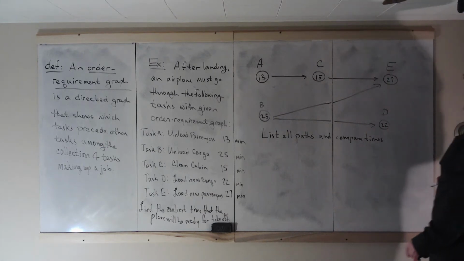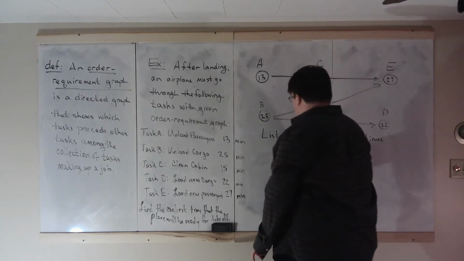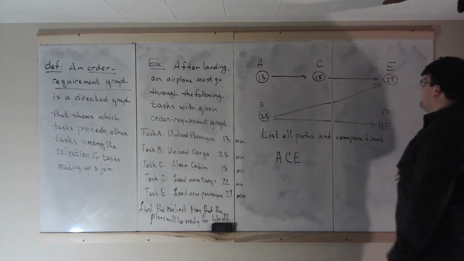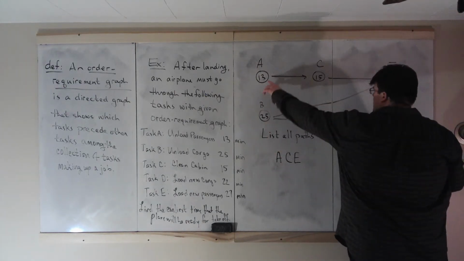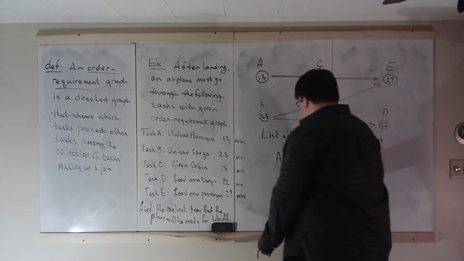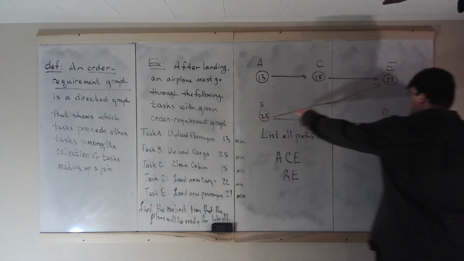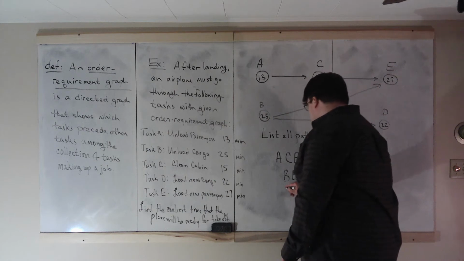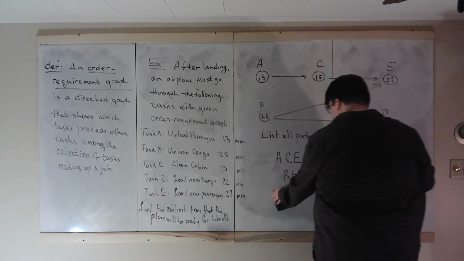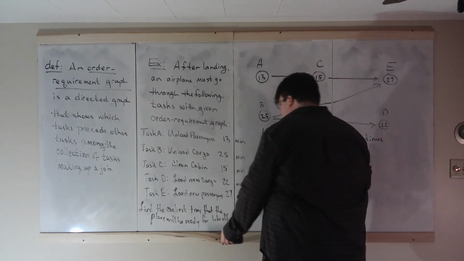So what paths do we have? Starting at A, we can go A to C to E. I'm just going to write that like this, A, C, E. What other paths do we have? There's nothing else we can do starting at A, but we have B, E. There's another path. Are there others? Yes, B, D. There's another path.